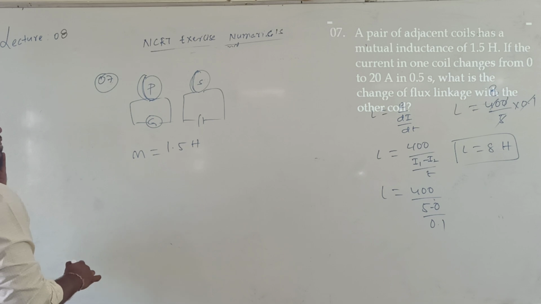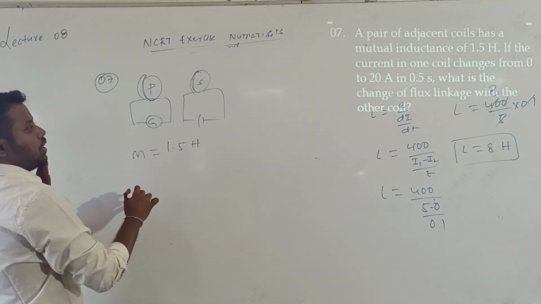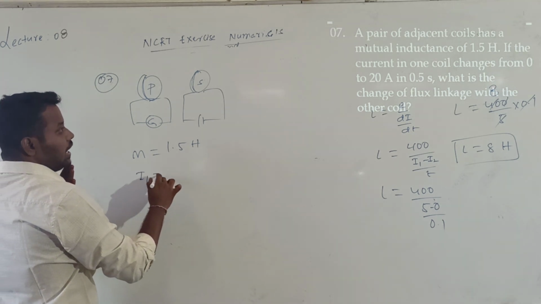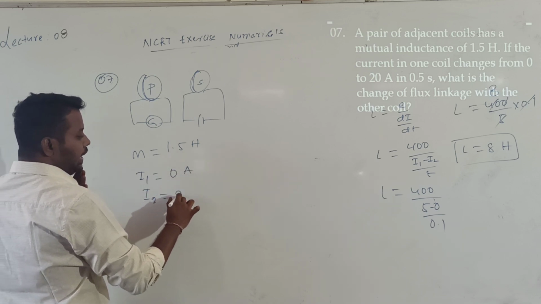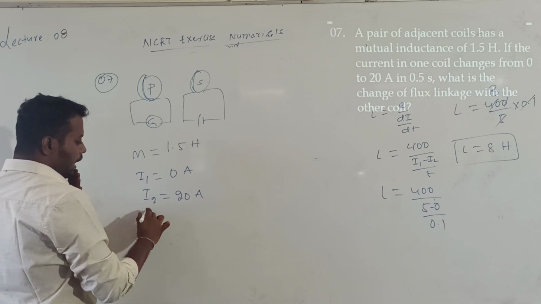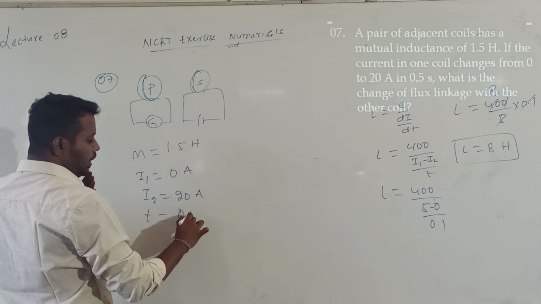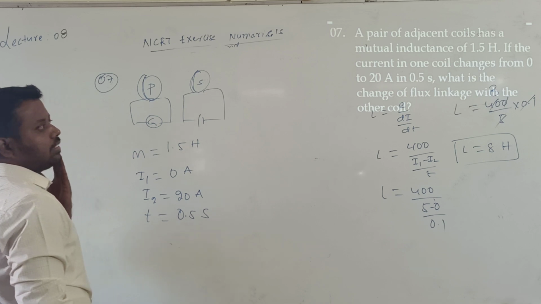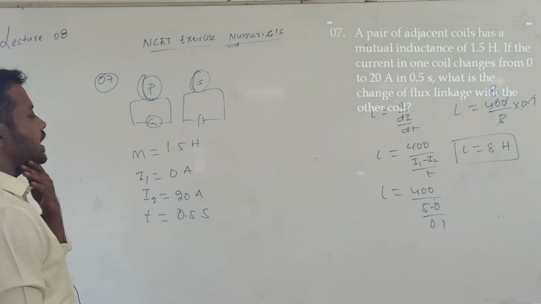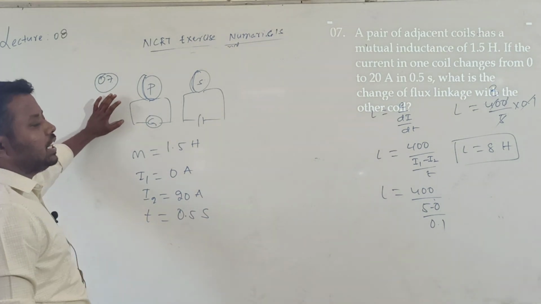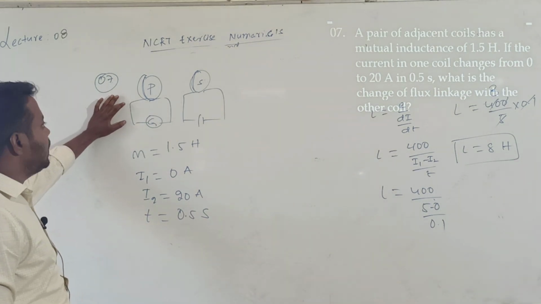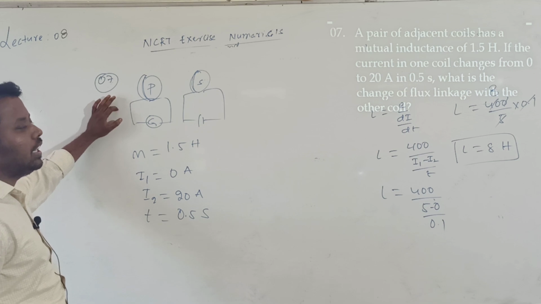If the current in one coil changes from 0 to 20 amperes, so the initial current value is 0 and the final current value is 20 amperes, in a time of 0.5 seconds. What are they asking us to calculate? The change in flux linked with the other coil. I want to calculate the flux change value.